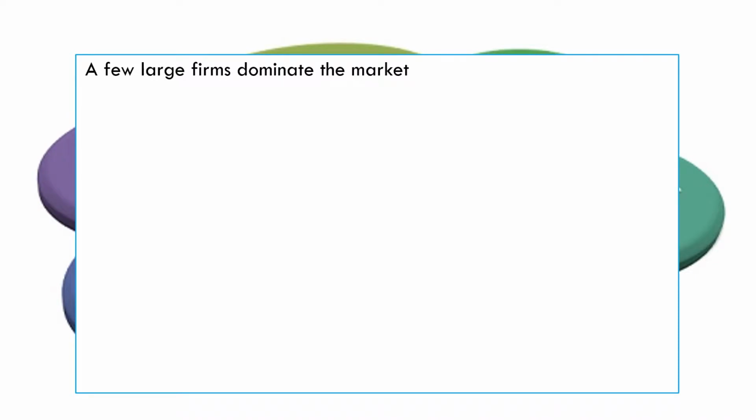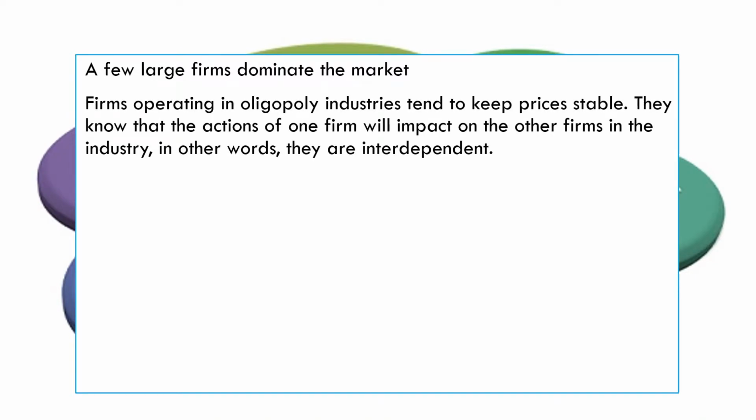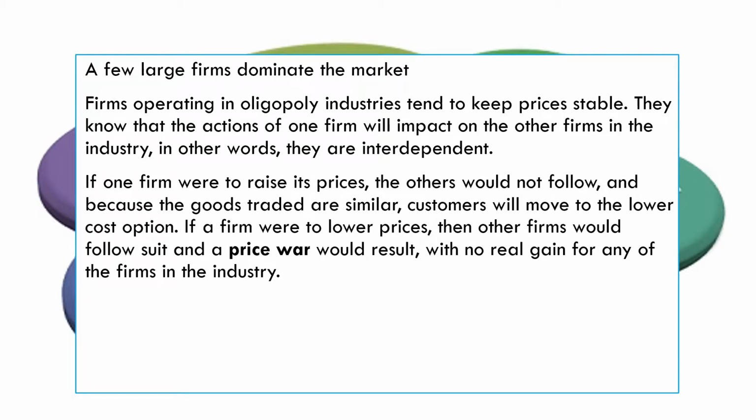So in an oligopoly we have a few large firms that dominate the market. The firms here tend to be quite interdependent, so the actions of one firm impact on the others. As a result, we often don't see much competition in price. If one firm were to raise its prices, other companies would not follow because the goods are sort of similar. Customers will move to the lower cost option. If one firm was to lower prices, then other firms would have to follow suit, and we might get what's known as a price war. So there's no real gain in raising or lowering your price.